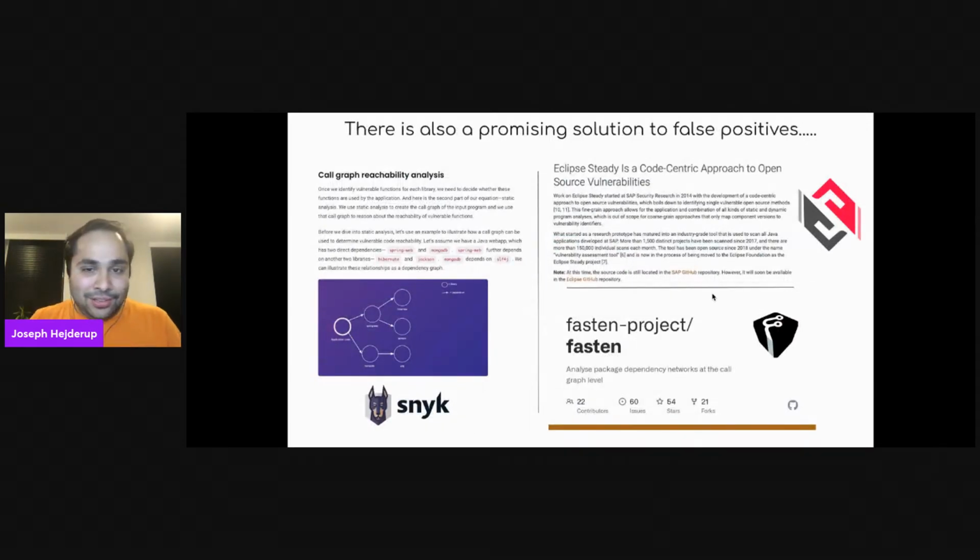And as a solution to these false positives, I'm seeing a lot of tools moving towards the direction of using static analysis. I think there are two prominent projects. I haven't looked at this from a very broad perspective, but two that I'm aware of are Snyk and also the Eclipse Steady project. And there's also the Fasten project, which is an EU project that I'm working on at the university, where we're trying to do call graph analysis at the scope of a package ecosystem or repository.